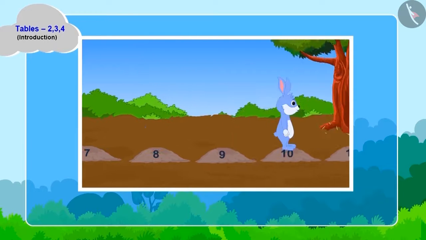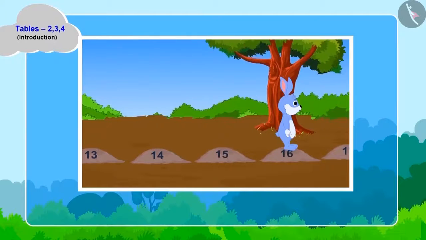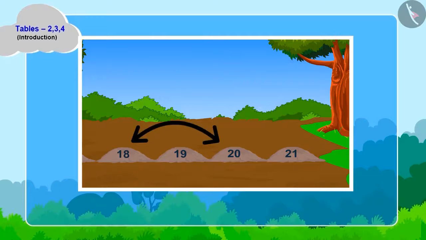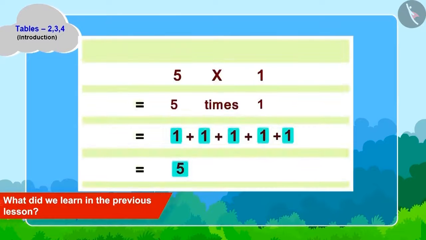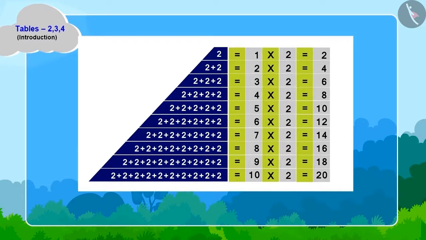Children, do you find something unique in Bunny's jumps? 2 is being added to every jump of Bunny. And what did we learn in the previous lesson? Repeated addition can also be written in the form of multiplication. Like this, another unique thing has been made. Can you guess what it is? It becomes the table of 2.